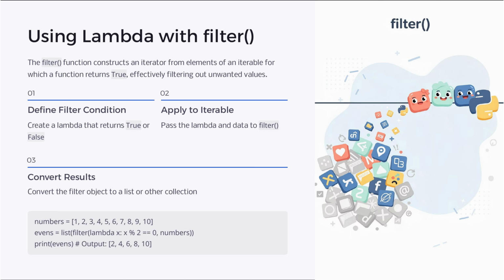The filter function creates an iterator by selecting elements from an iterable that satisfy a given condition. Define a lambda function that returns true or false, apply it to your data using filter, and convert the result to a list. For example, filtering even numbers from a list yields 2, 4, 6, 8, 10.